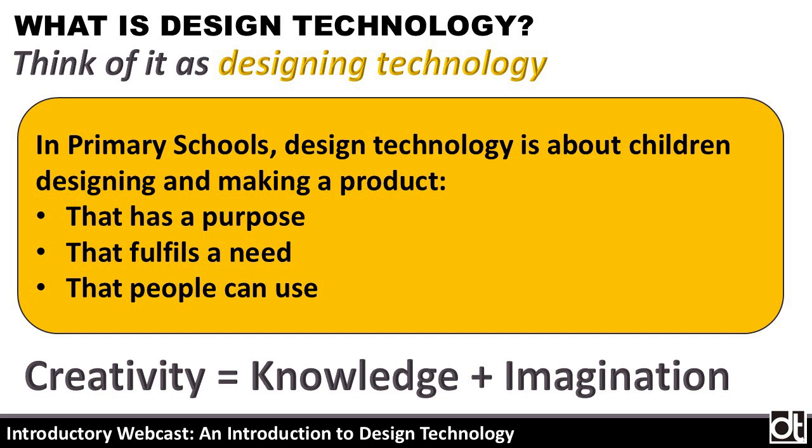In primary schools, it is about children designing and making a product that has a purpose or fulfills a need and is something that people can use. And this idea will be explored further in Webcast 3 that focuses on the principles of effective design technology. Because making things is what humans do. We are a creative species, and providing opportunities for children to make things and equipping them with a range of making skills is part of their educational entitlement.